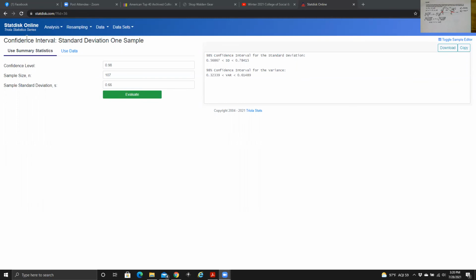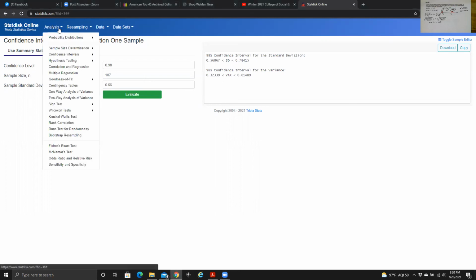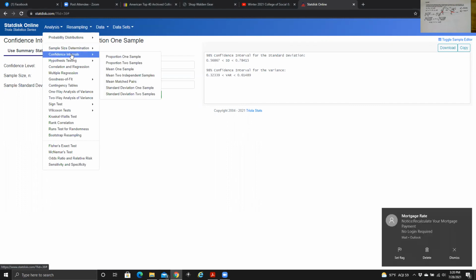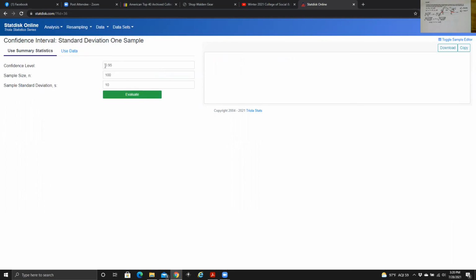Okay, I still have my confidence interval for standard deviation one sample screen up from the last example. But if you need to get to that, you go to analysis, go to confidence intervals, click on that, go to standard deviation one sample. The confidence level, you're going to have to change 0.95 to 80% or 0.80. Sample size was 70. And then tab down to the sample standard deviation that was 2.59. And then click on evaluate.